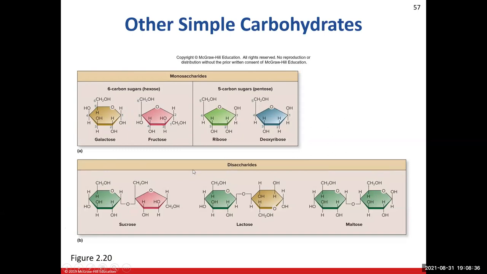So here are our disaccharides. Notice glucose, glucose, glucose, and another glucose. So you're going to have at least one glucose in your disaccharides. When you have two glucose molecules bonded together, you get maltose. When a glucose molecule is bonded with a fructose molecule, you get table sugar, sucrose. And when glucose is bonded to galactose, that's your milk sugar, lactose.